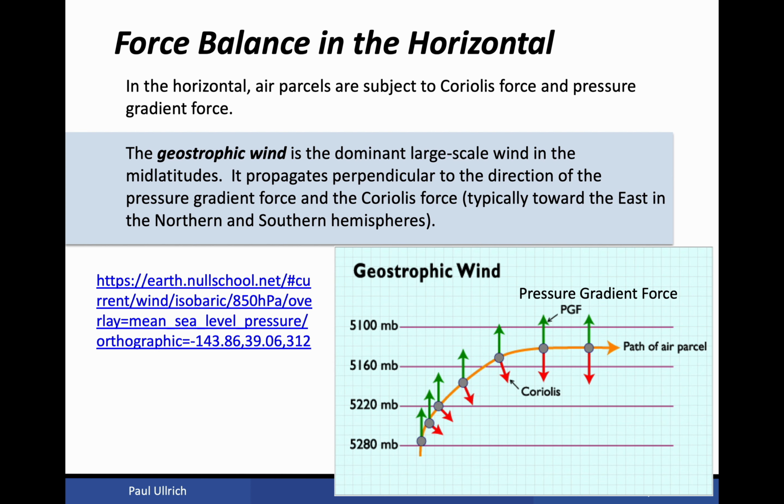Now, because of the fact that we have higher temperatures at the equator and cooler temperatures at the poles, this tends to give rise to pressures that decrease as you go from equator to pole.